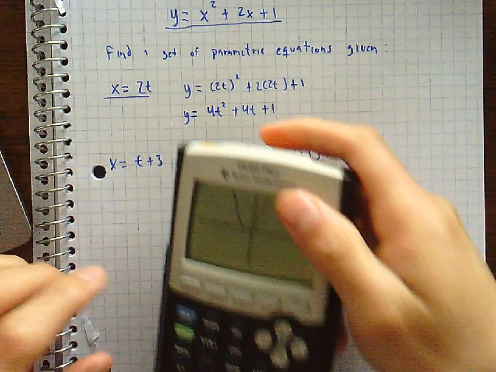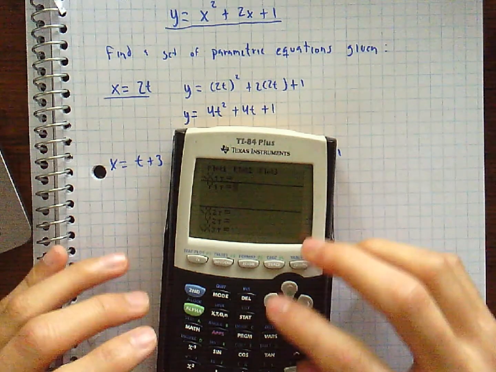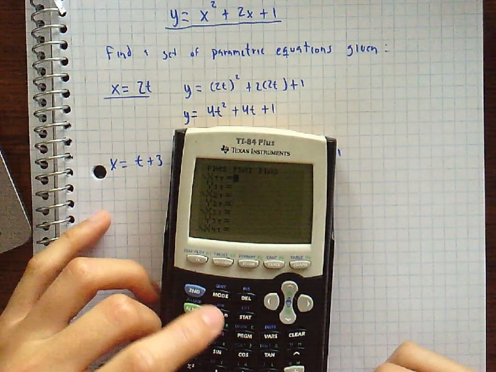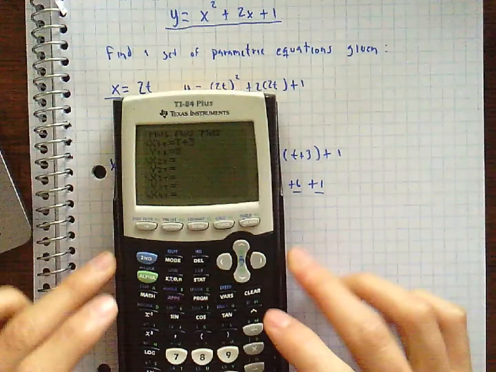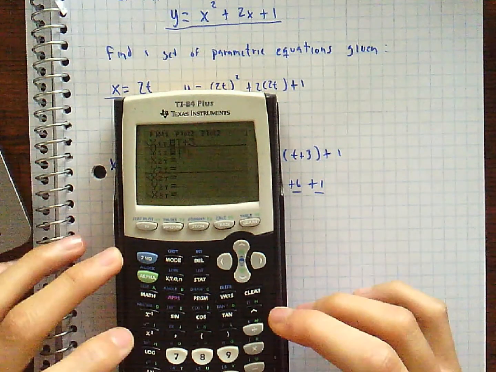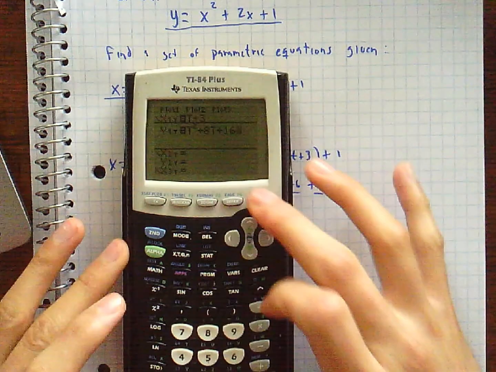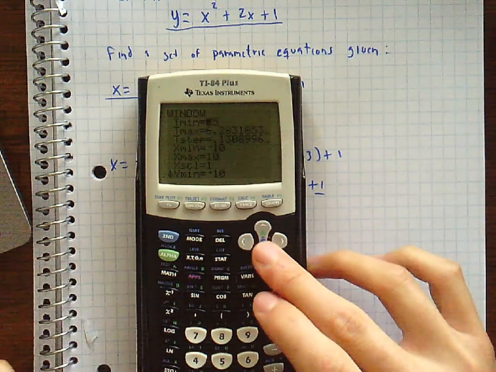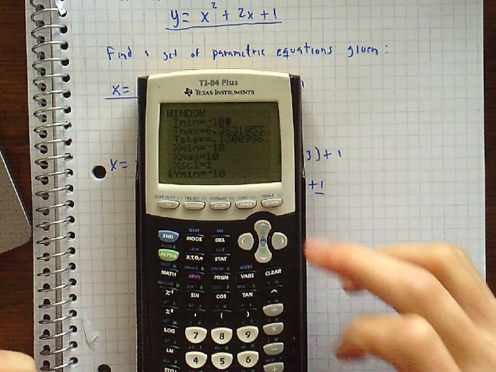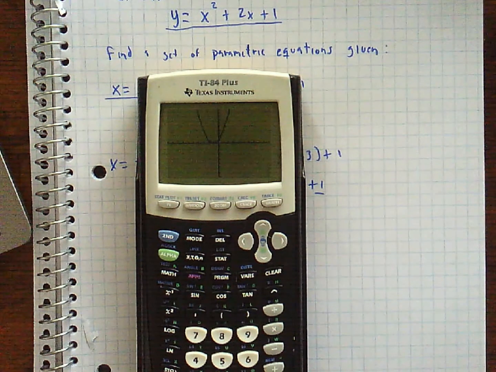So just to confirm, let's go ahead and see what happens. Let's delete this one and try the same thing. So we get t plus 3 for x, and t squared plus 8t plus 16 for y. And if we graph it, I'm going to change once again that t value, so -5 was not enough, so let's do -10. And as you can see, we obtain the exact same curve.